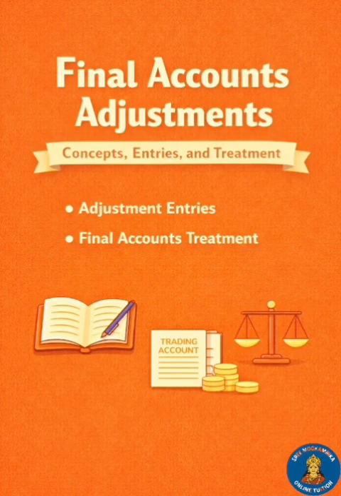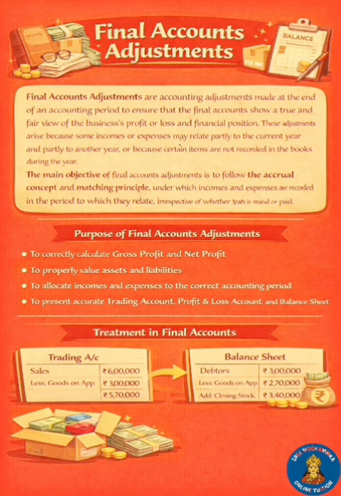Let's begin. Final accounts adjustments are accounting adjustments made at the end of an accounting period to ensure that the final accounts show a true and fair view of the business's profit or loss and financial position. These adjustments arise because some incomes or expenses may relate partly to the current year and partly to another year, or because certain items are not recorded in the books during the year. The main objective is to follow the accrual concept and matching principle, under which incomes and expenses are recorded in the period to which they relate, irrespective of whether cash is received or paid.